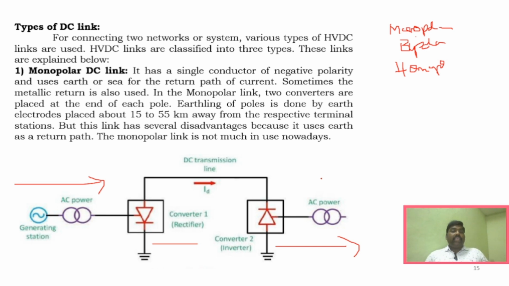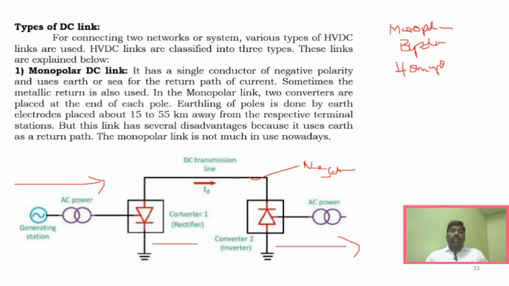In a monopolar DC link, you will have only a single conductor, and it can be of negative polarity or positive polarity, but most probably it will be used as negative polarity. And you can see here these two poles, right? These two poles will be grounded. It will be earthed using an electrode, right?